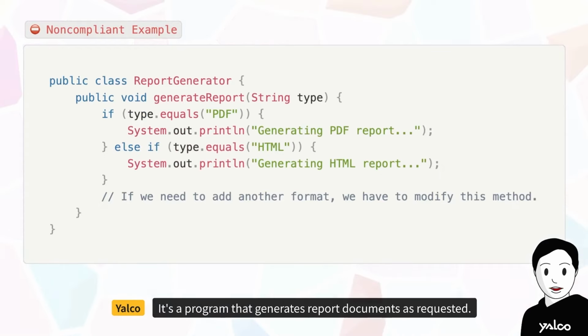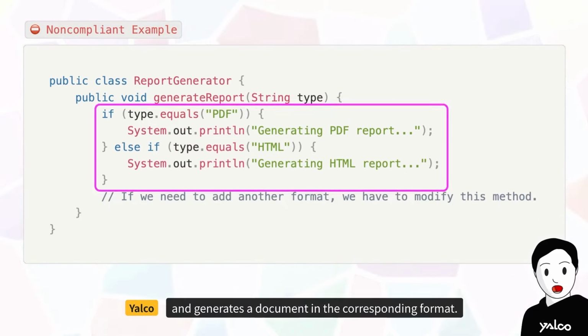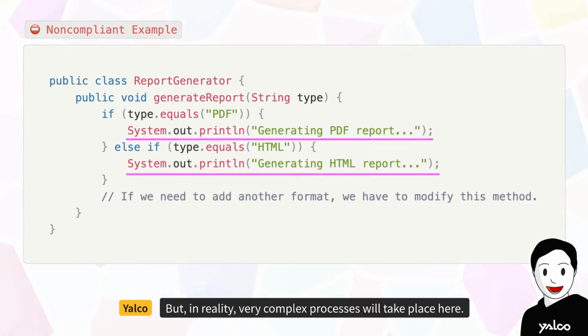It's a program that generates report documents as requested. The generateReport method of this class runs an if statement based on PDF or HTML given as an argument and generates a document in the corresponding format. In this sample code, only one line of code is written for each case like this. But in reality, very complex processes will take place here.